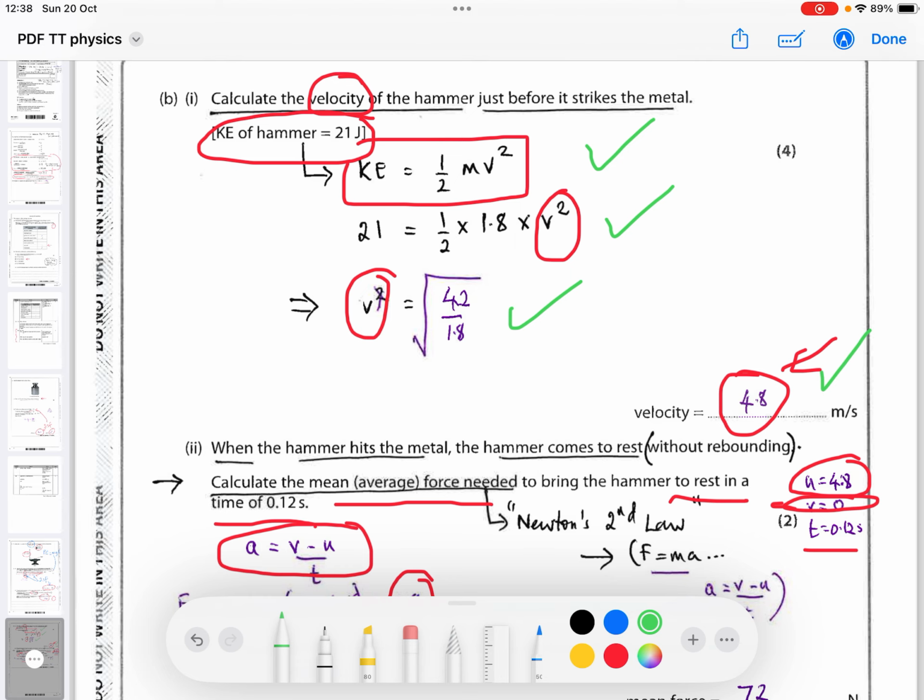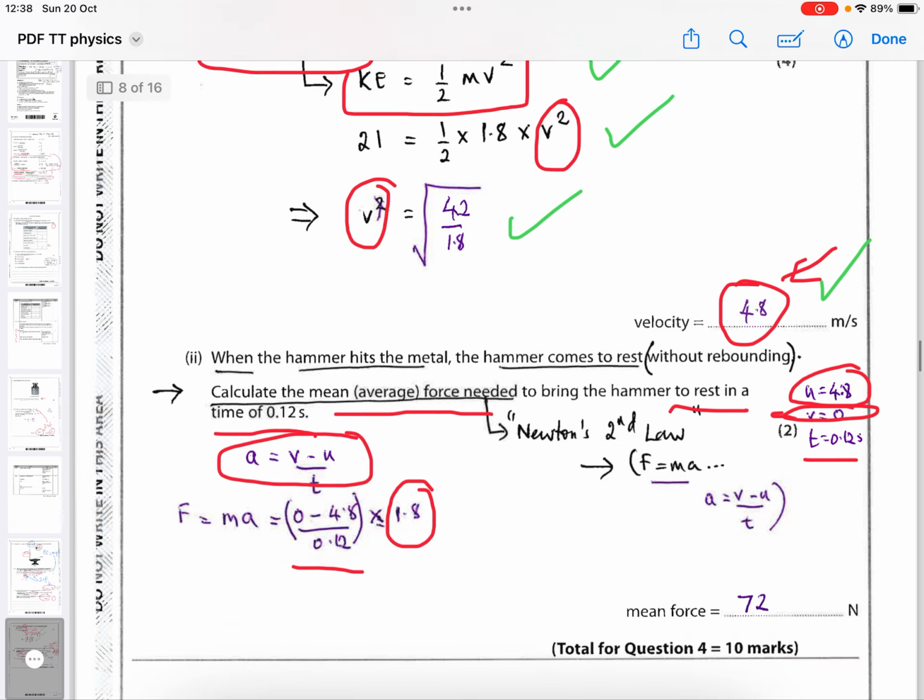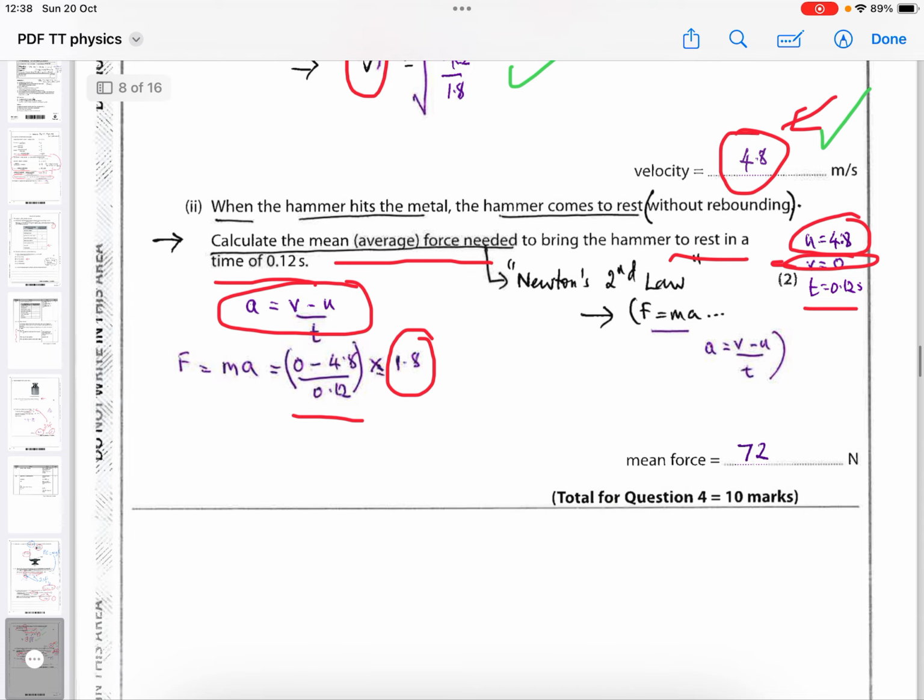significant figures, because all the data in this question is to 2 significant figures. Okay. Then it says, when the hammer hits the metal, the hammer comes to rest without rebounding, which is not realistic, because if you hit something hard, it will rebound a bit. But assuming it's not going to rebound, suddenly it comes to rest. That means the final velocity is 0.